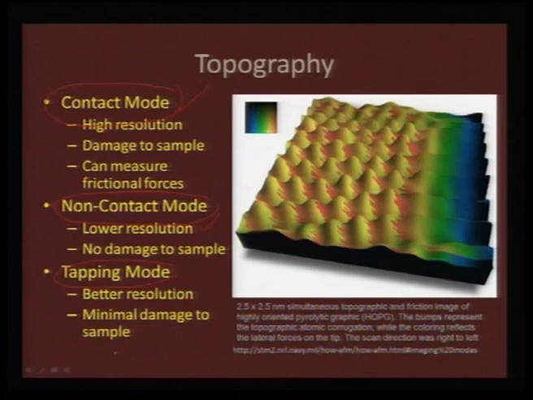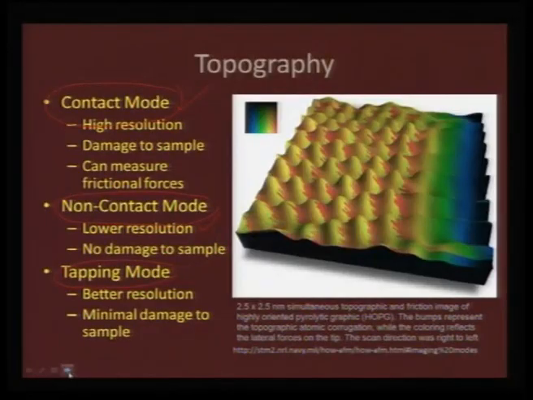But during tapping mode or contact mode, you can also get many other pieces of information which are actually based on friction. So when you have a tip and then you scan it through, it will actually drag through the atomic periodicity, but because of the frictional effect, you can actually bring about more information on the atomic arrangement. So we will see that example later.